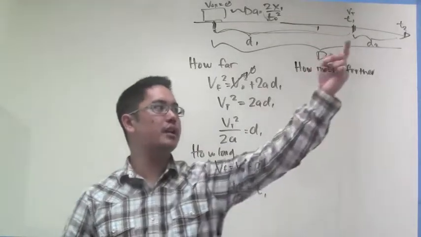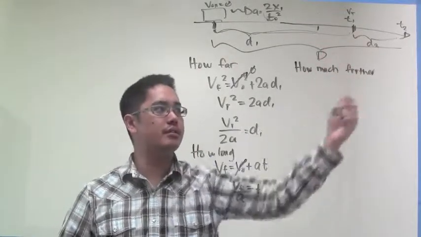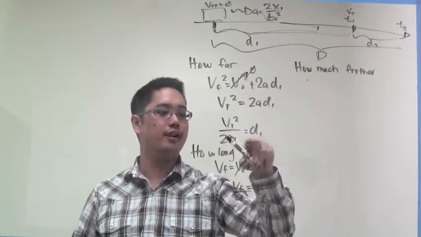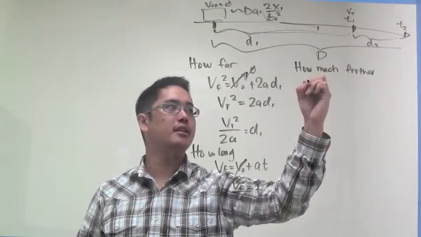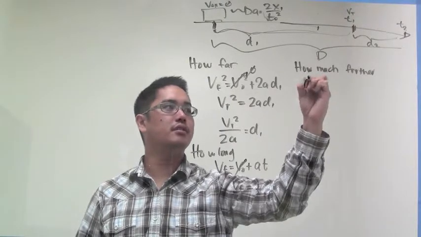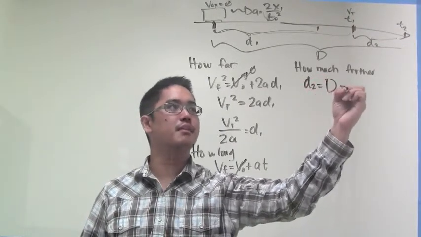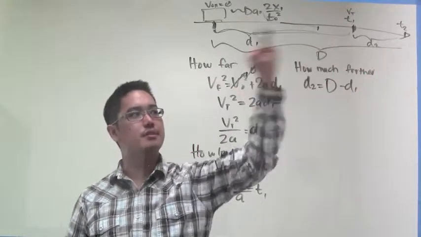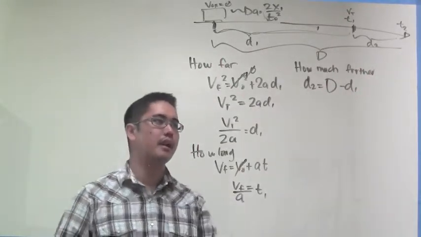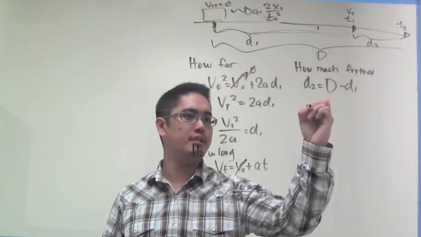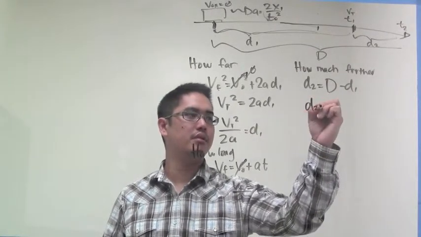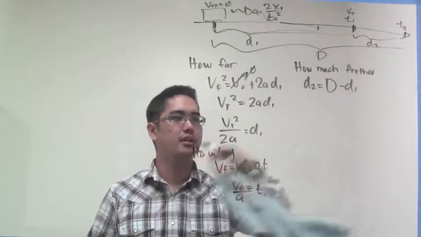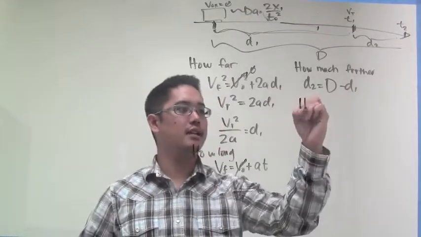Well, he has to go D1 or D2. He went D1. He has to go D2. I'm not given D2, but if I know D1, then I can say D2 is the total distance minus D1. That distance is equal to this whole distance minus that segment over there. And so I have D2. How much further is that, and how long does that take?